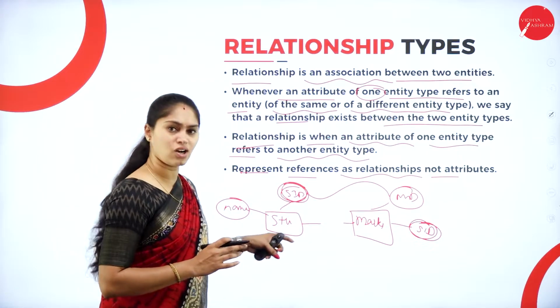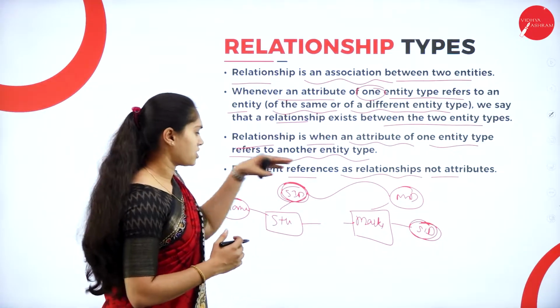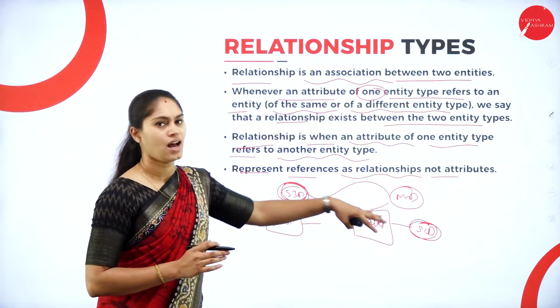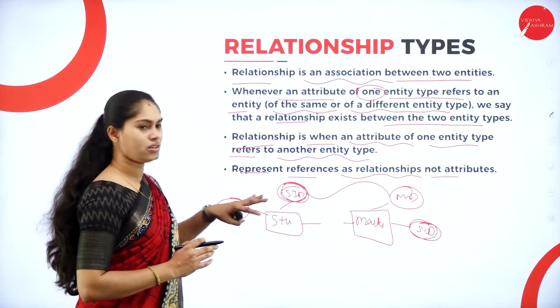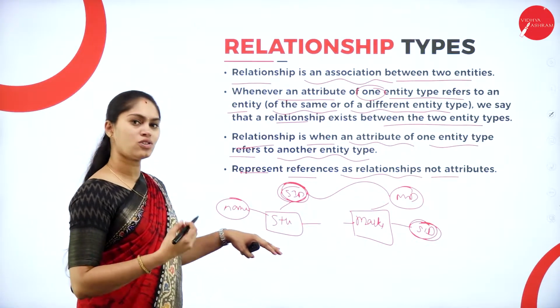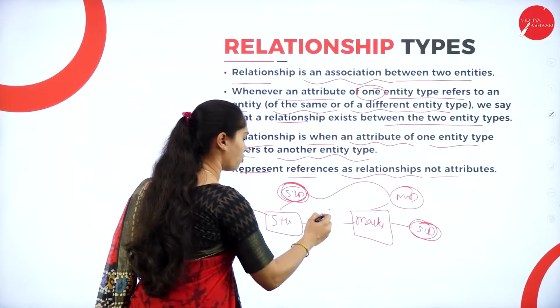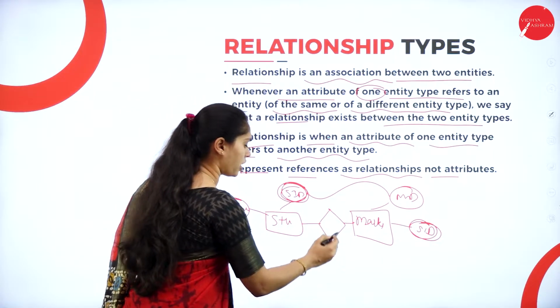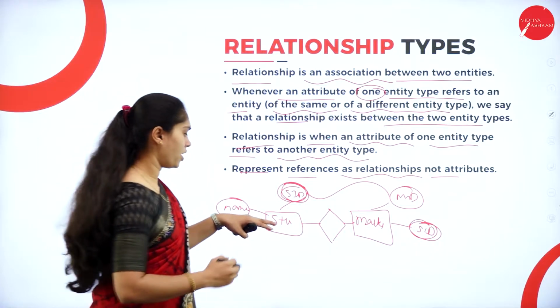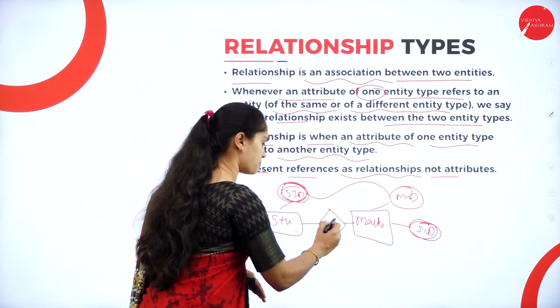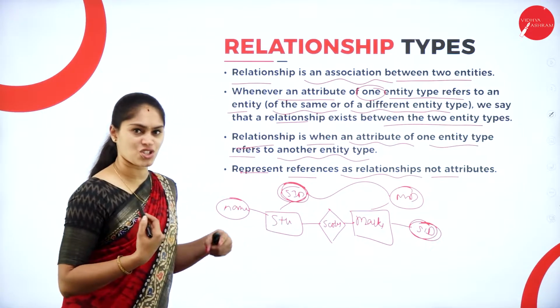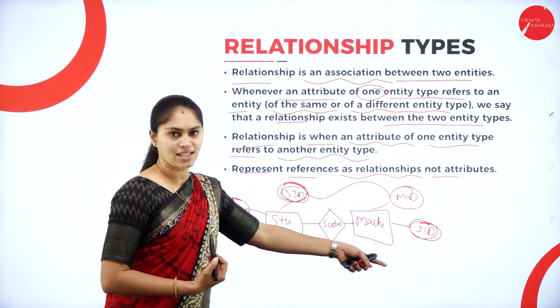So we are focusing on its relationship. We are not focusing on the attribute here. That is what you have to remember. And also how we are going to specify this relationship, that too with the help of a diamond or a rhombus symbol. Student scores marks. So here, what is the relationship between student and marks entity?